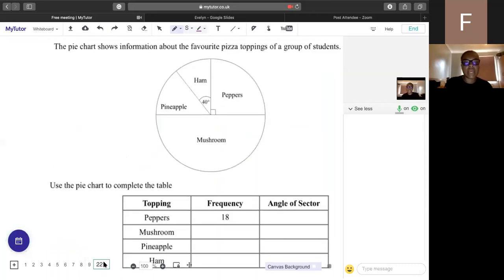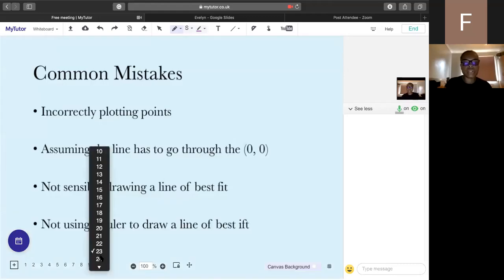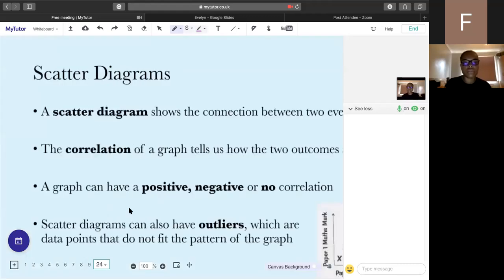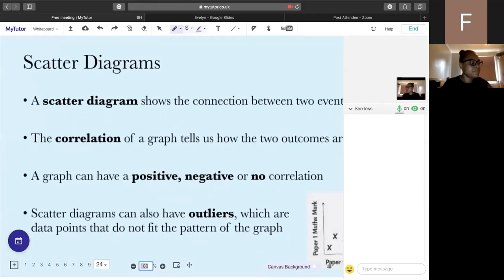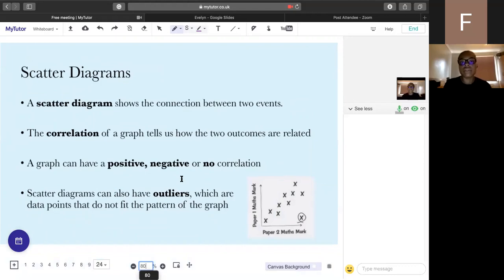So just because of time, if we quickly go on to scatter graphs as well, just so we can at least go through it. So scatter diagrams. A scatter diagram shows a connection between two events. So the correlation of the graph tells us how two outcomes are related. For instance, if we look at the bottom, we've got a scatter diagram for maths marks for paper 1 and maths marks for paper 2. You just want to see what the relationship between the two are.